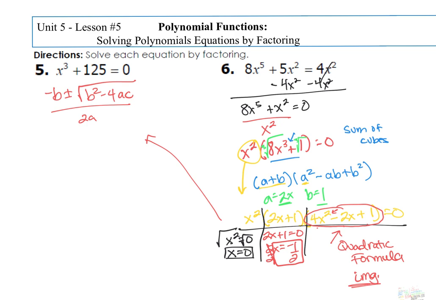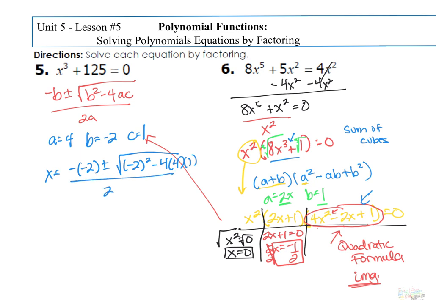So we're going to plug our a, b, and c values from this equation, again right here, into the formula. So a is always the coefficient or number in front of x squared, so it's 4. B is the coefficient of x, it's -2. C is the constant, it's 1. So we will get x is equal to negative -2 plus or minus square root of -2 squared minus 4 times 1 all over 2 times a, which is 4.